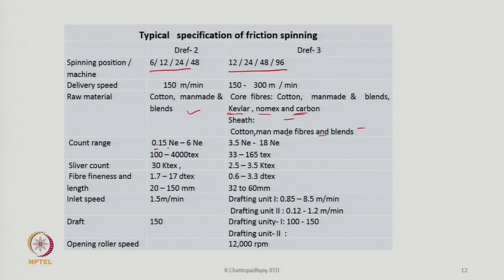Generally, the count range is very coarse. So, DREF 2 yarn can never be used for apparel, because it is suitable only for coarse counts. For DREF 3 yarns, we can go up to 18 Ne also, but generally this is also used mostly for producing technical yarns. And other specifications are stated here.